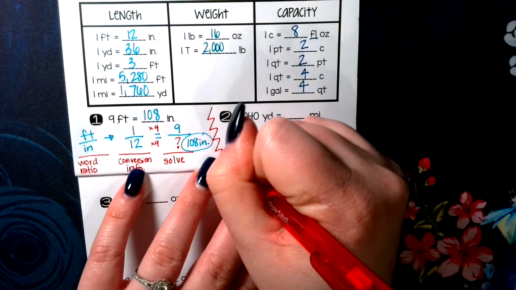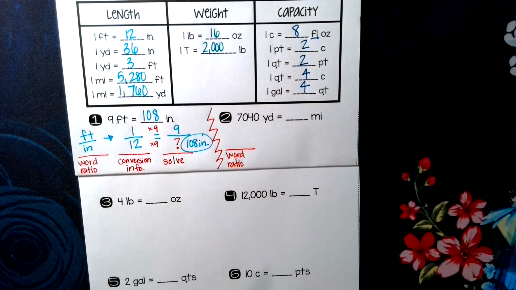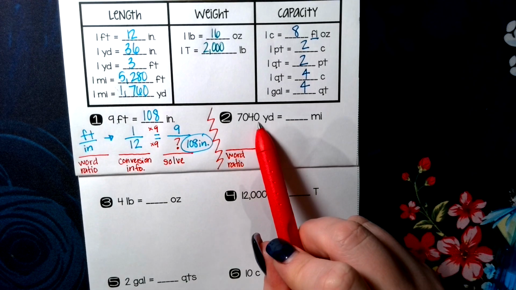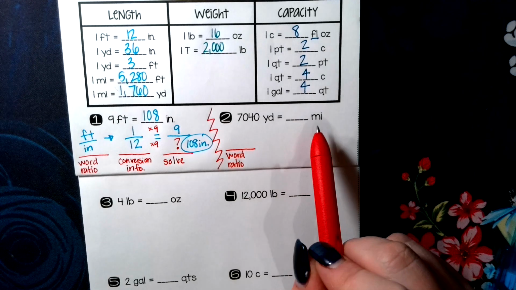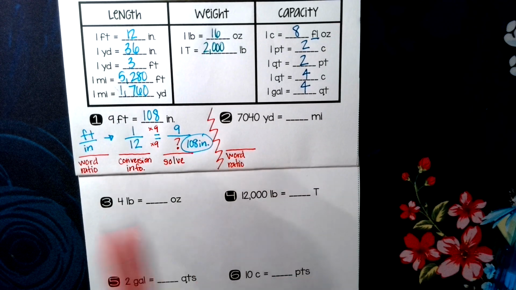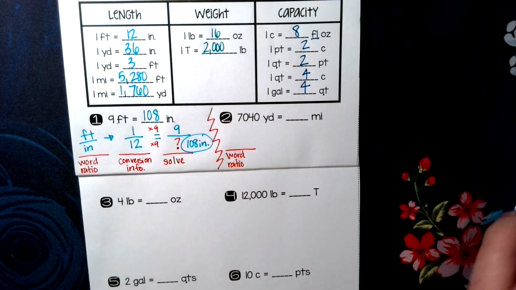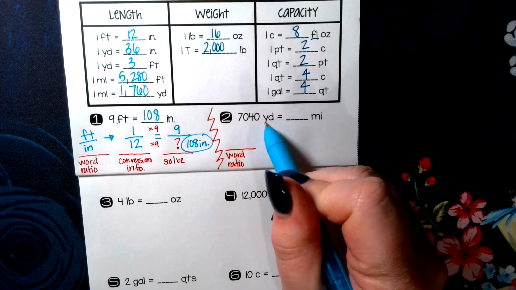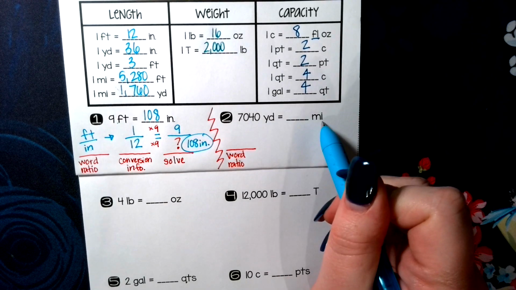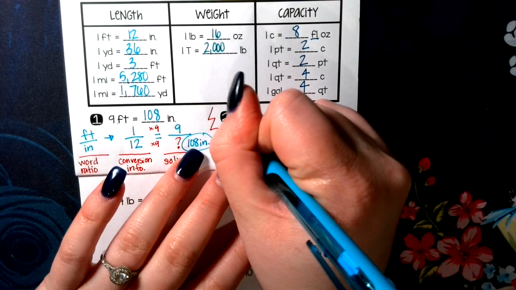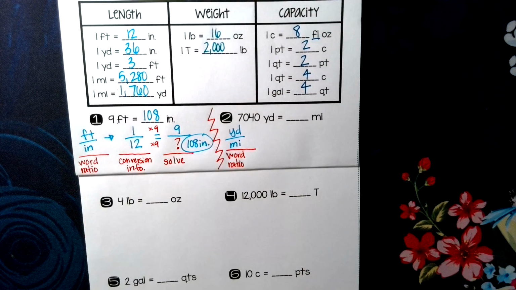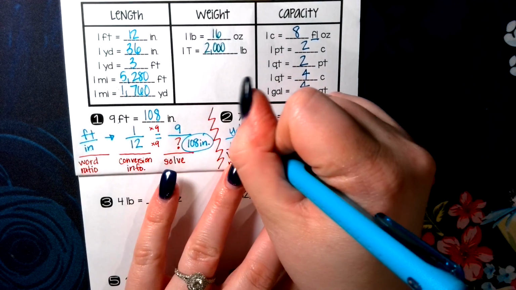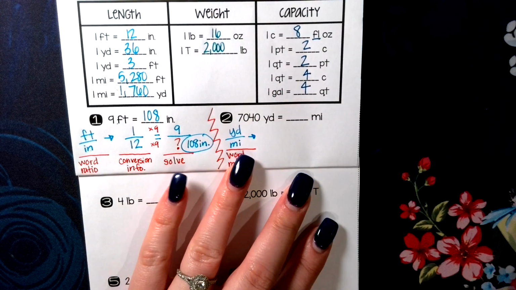In this problem, we are trying to compare 7,040 yards, and we want to know how many miles that is. So in my word ratio, what two units am I comparing? Yards and miles. So I'm going to put yards over miles. Again, it does not matter which one goes on top or bottom for this. It just matters that the numbers are in the right spots.